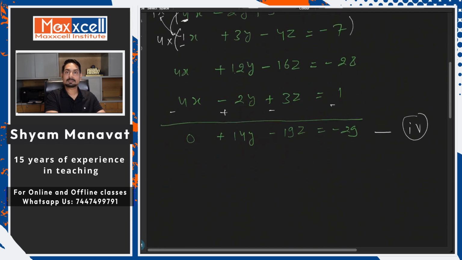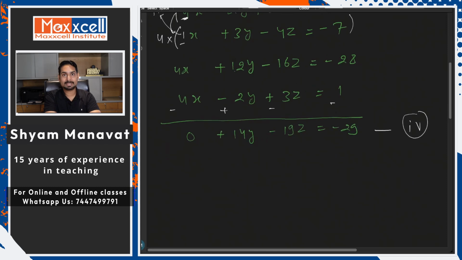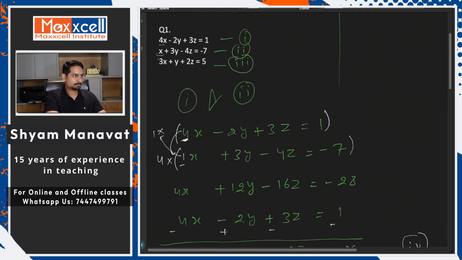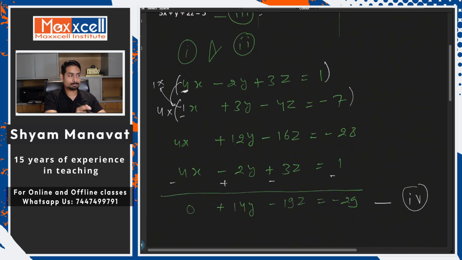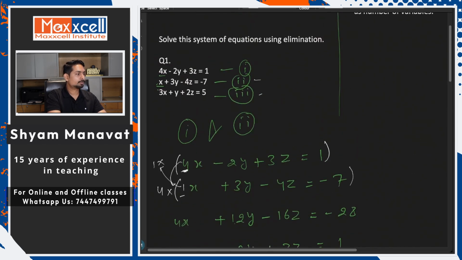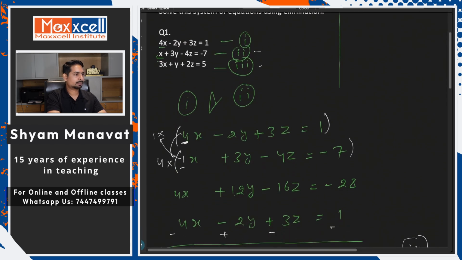Now let's pick up another two equations, any two, except the combination of 1 and 2. You can pick up any other combination. Let's say equation 2 and 3. You can make any combination. Okay, that's completely fine. That's completely up to you. Equation number 2 and 3, and then see what you get. 2, which is x plus 3y minus 4z equal to minus 7.